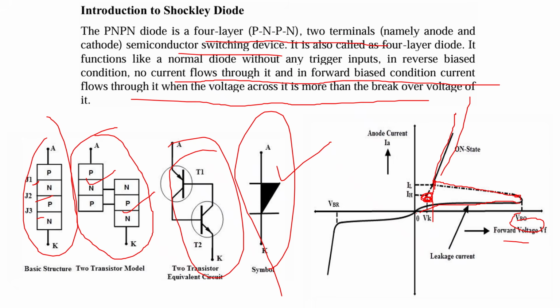Latching current is the minimum current required at this level, that is VBO, in order to make the device conduct in the forward direction. So that is your latching current. So both are different. Once you turn on your device, these regions will not turn on automatically. The current will start from this, and turn off means 0, right? That is apart from the breakdown region.